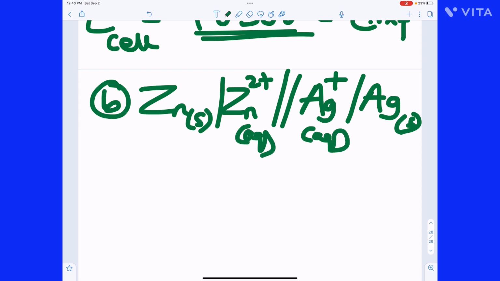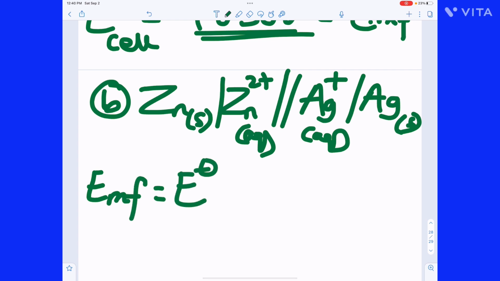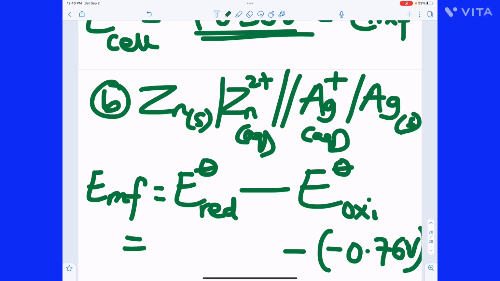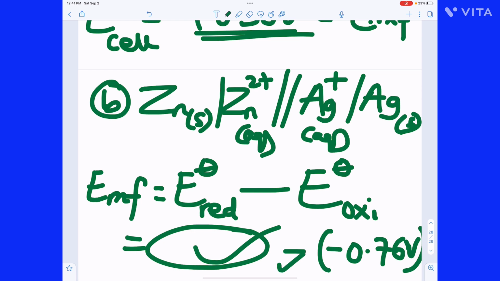So let's just take it. The EMF of our cell is going to be the standard electrode potential of the reduction half cell, minus standard electrode potential of the oxidation half cell. So zinc and silver. Let's go take it. I think I know that of zinc. It should be minus 0.76 volts. So let's put that down. So I'm just going to put that of silver here. So it will be that of silver minus that of zinc.